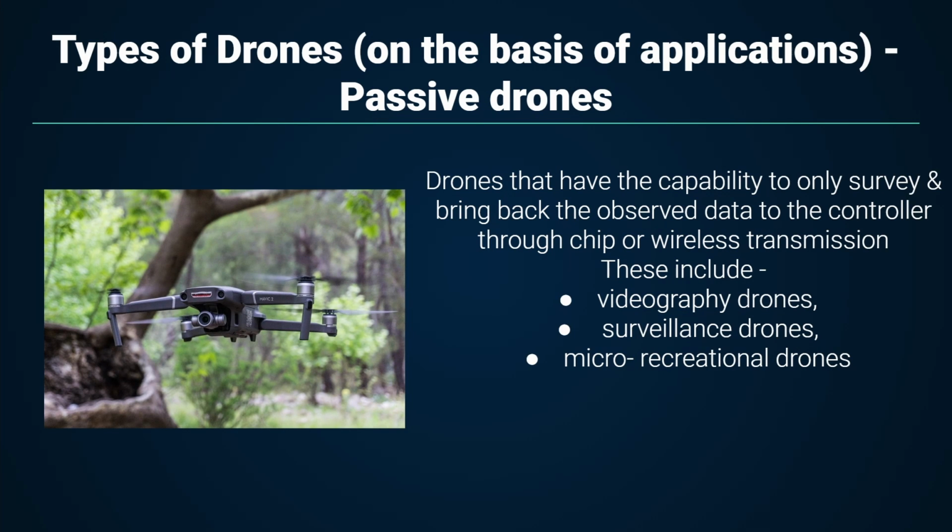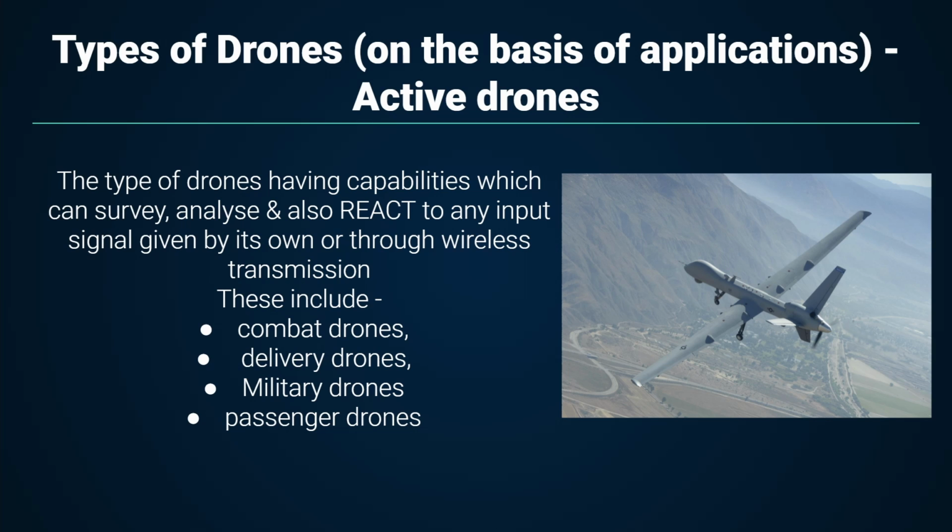So, the types of drones based on applications. Passive drones. Drones that have the capability to only survey and bring back the observed data to the controller through a chip or wireless transmission. These include videography drones, surveillance drones, and micro recreational drones. Active drones, the types of drones having capabilities which can survey, analyze, and also react to any input signal given by its own or through wireless transmission. These include combat drones, delivery drones, military drones, and passenger drones.